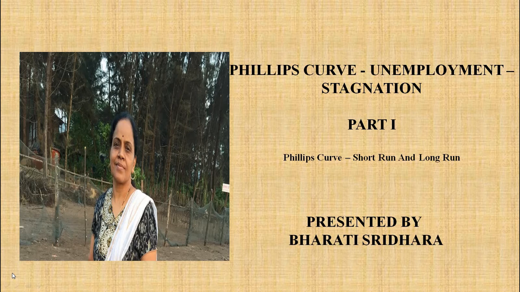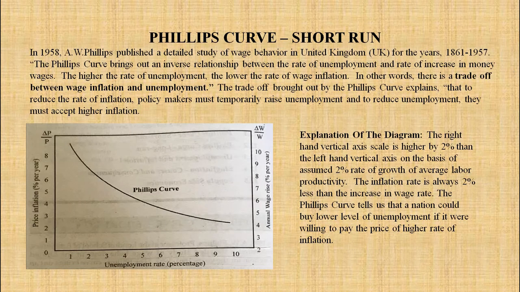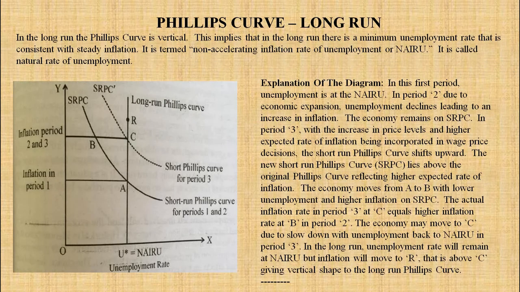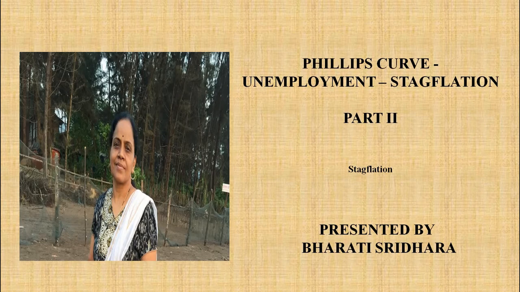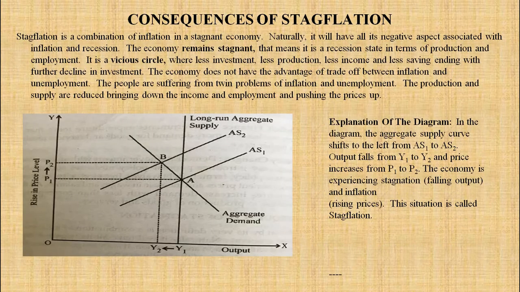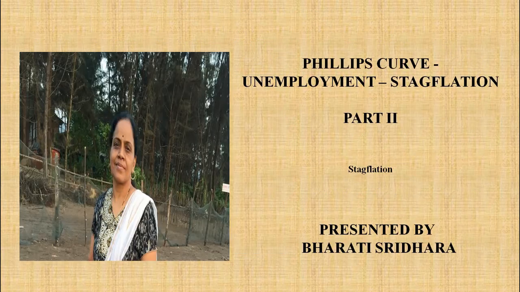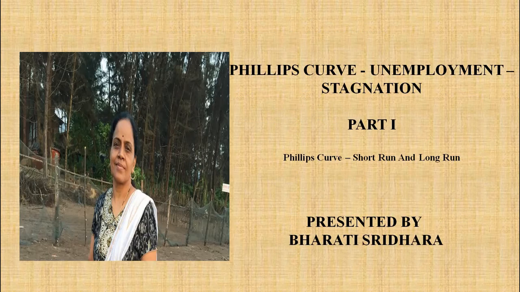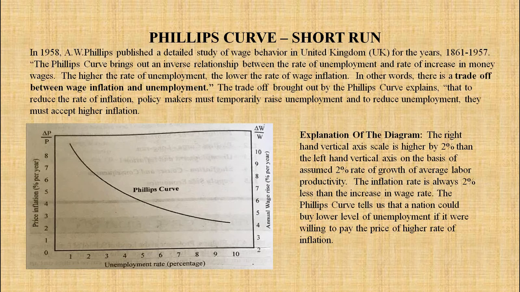In the first part we are going to discuss the Phillips curve, short run and long run. Here we are going to discuss the short run curve and then the long run curve. This is part 1, and in part 2 we are going to discuss unemployment and stagflation: the causes of stagflation and the consequences of stagflation. So let us start with the first point, Phillips curve, short run and long run.